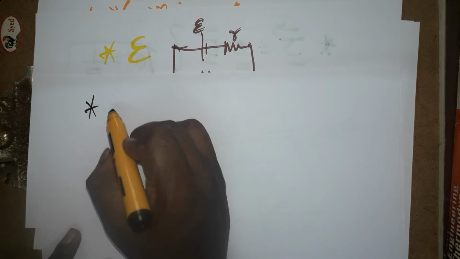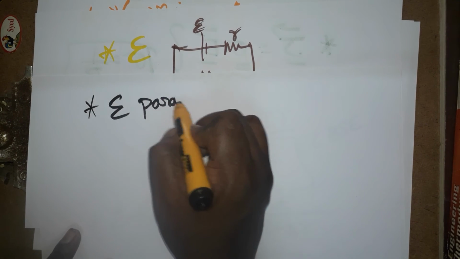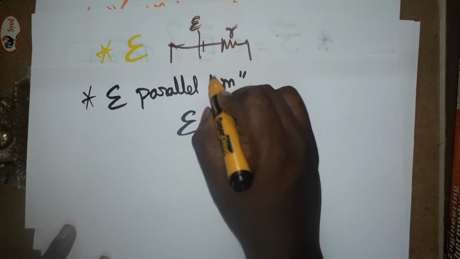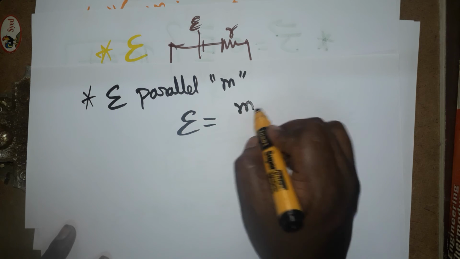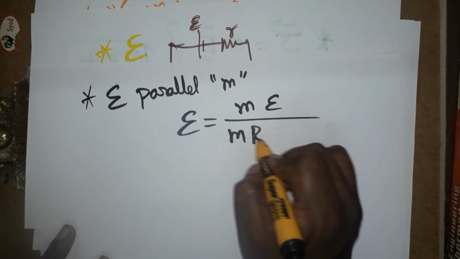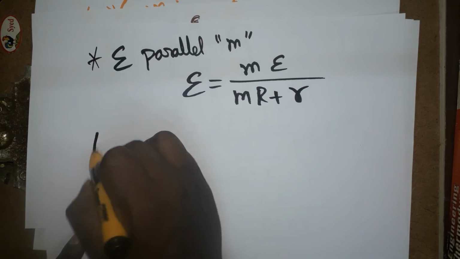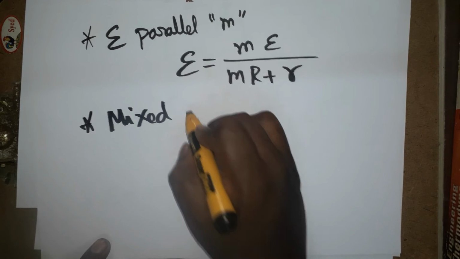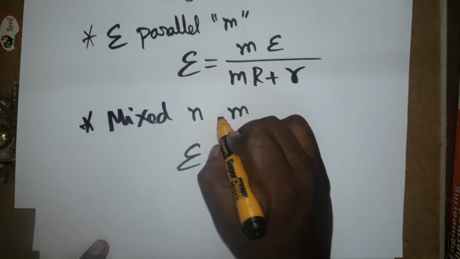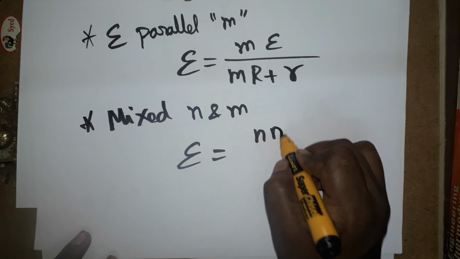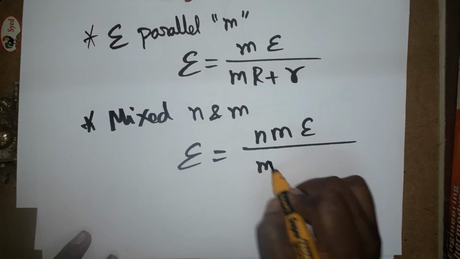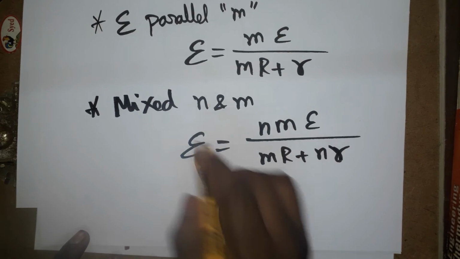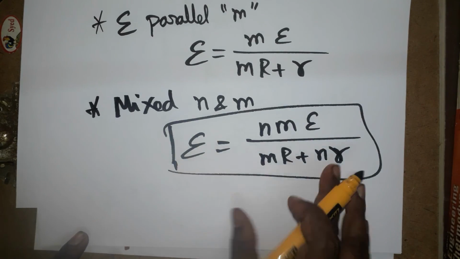Next formula: EMF in parallel. For m cells in parallel, EMF is equal to the EMF of one cell, and the current is I equals m times EMF divided by (m times capital R plus small r). In case of a mixed combination, with n cells in series and m rows in parallel, it is going to be n m EMF divided by (m R plus n r). This is the mixed formula. This formula is only applicable when all the EMFs are the same.